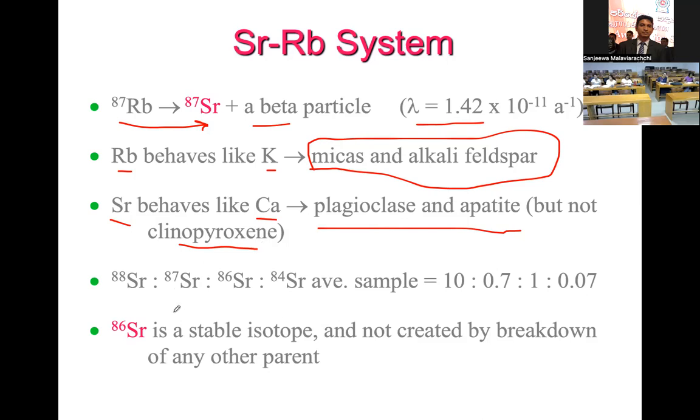If you take the relative amounts of abundances, 88, 87, 86, and 84, these are the isotopes available for strontium, right? If you have a strontium element mixture, there will definitely be different types of isotopes like this. Usually they are in a proportion like this, so you can see 88 is the highest, and 86 is a stable isotope.